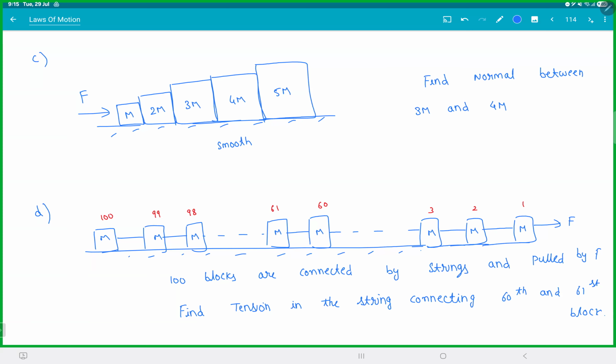There are 100 blocks connected by a string and someone is pulling with force F like a train. Find the tension in the string connecting the 60th and the 61st block. Shaurya: Sir, in this case where there are strings that are connected, we'll just replace normal force with tension. Can you just solve and give me the answer?